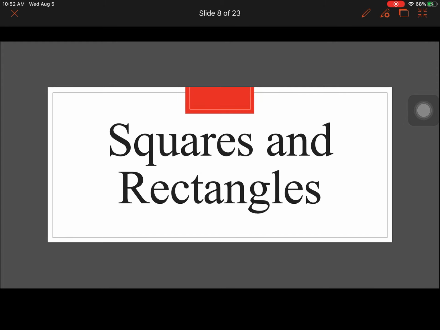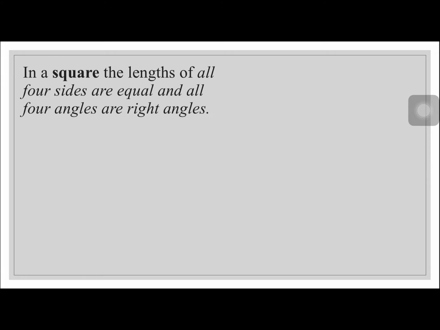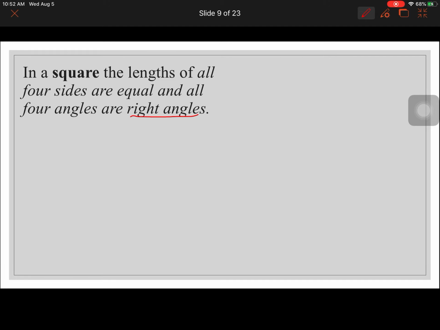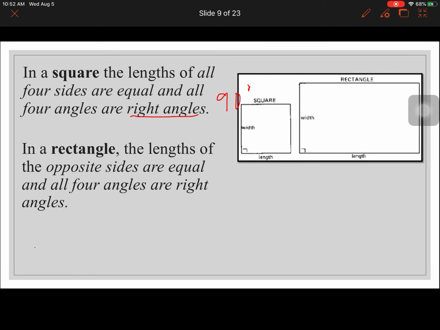How to compute the squares and rectangles in surface area. In a square, the lengths of all four sides are equal, and the four angles of a square are measured in right angles. When we say right angles, it is measured in 90 degrees. While in a rectangle, the lengths of the opposite sides are equal, and all four angles are measured in right angles. Example images are shown below.